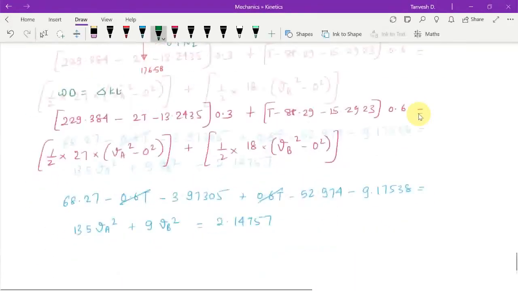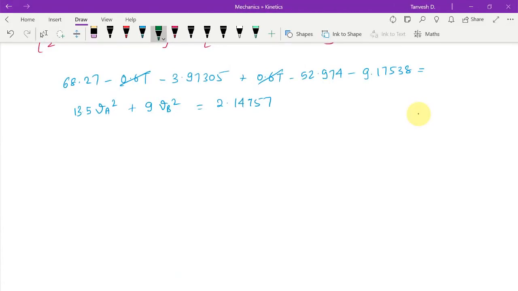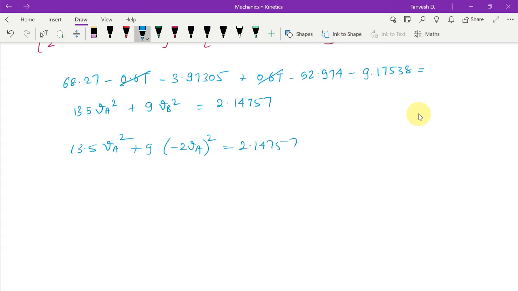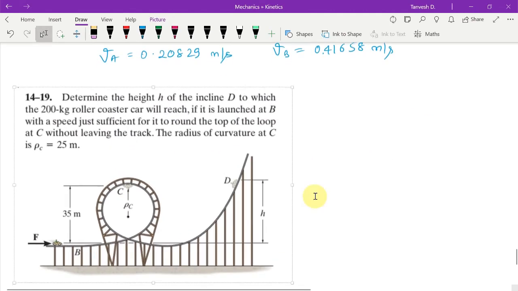Correct. So VB is minus 2VA. I can substitute here. So it will be 13.5 times VA square plus 9 into minus 2VA square is equal to 2.14757. So you will get VA as equal to 0.20829 meters per second, and VB you will get as 0.41658 meters per second. Let us solve the next numerical.